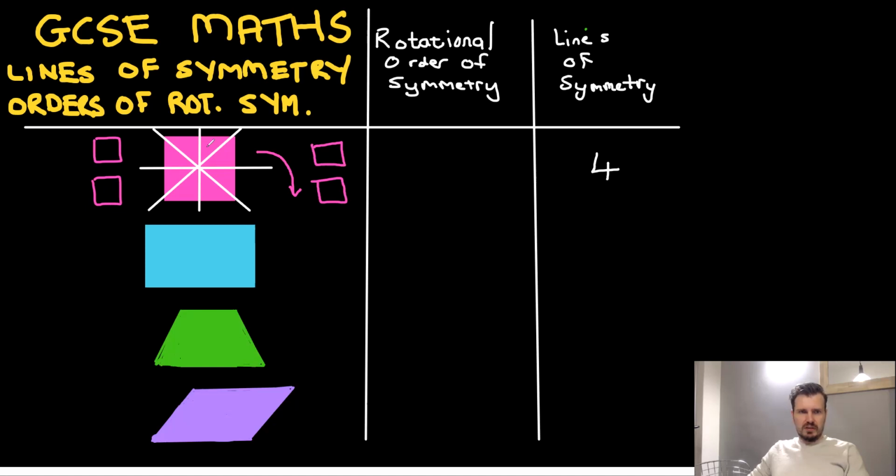Let's do it in green. 90 rotation, then another 90, then another. So the maximum order of symmetry is 4. And a square is kind of perfectly symmetrical. So we rotate it 4 times, so its order of symmetry is also 4.